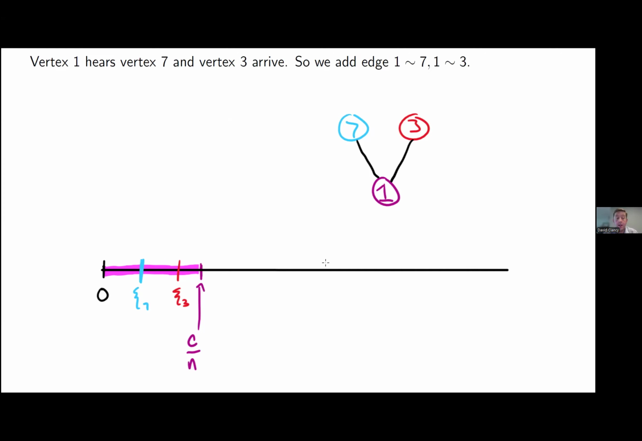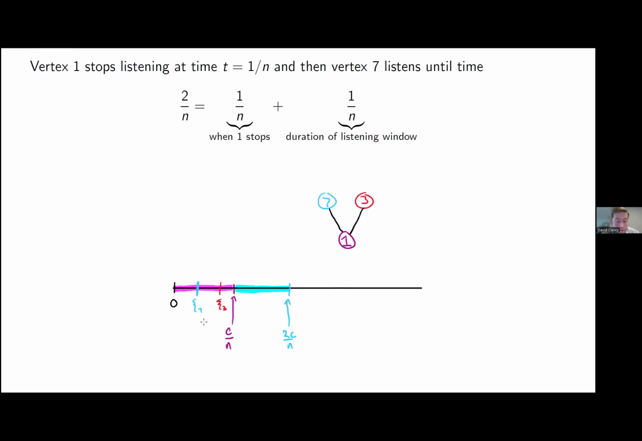Once we're done with vertex 1, we now go to one of the new neighbors that it finds. And just for concreteness, we'll say the first vertex that arrives is the first one that's explored next. Right, so now we explore vertex 7.